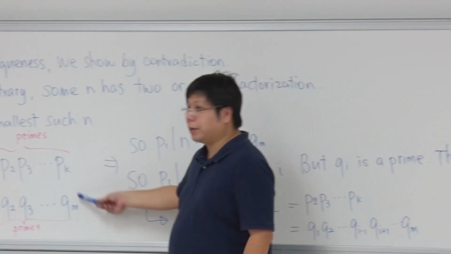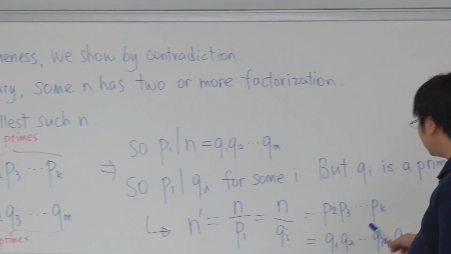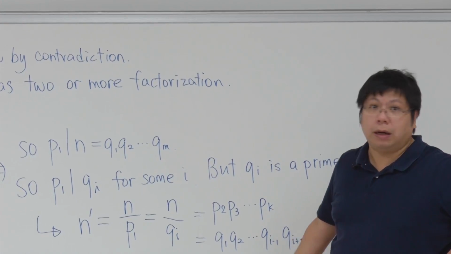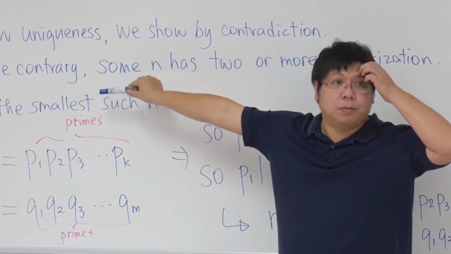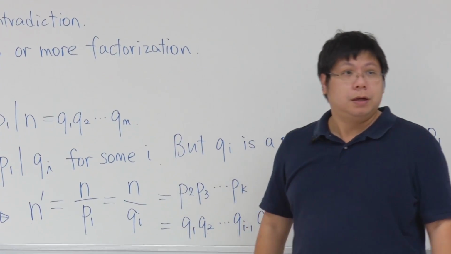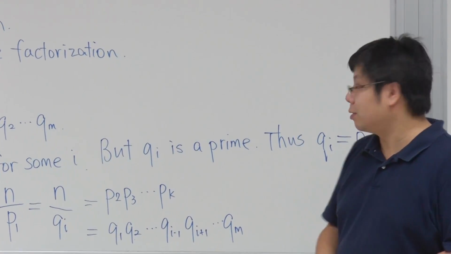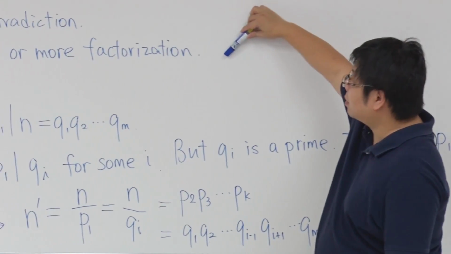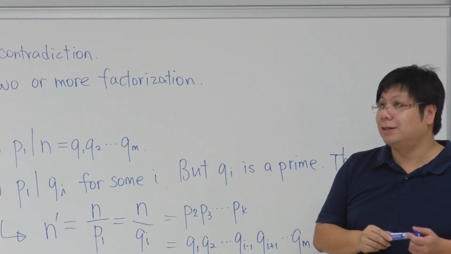Now, if these two are different, we cancel the same parts, p1 and qi, and these two will remain different. Does that make sense? Well, we get a contradiction. We assumed n is the smallest number with two different factorizations, but we now get a smaller number, n prime, with two different factorizations. So we get a contradiction. That means that every integer n has exactly one prime factorization.